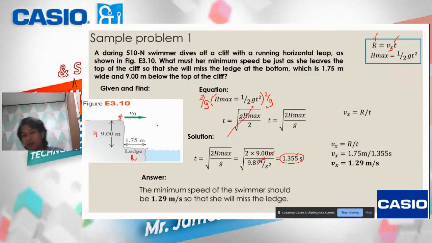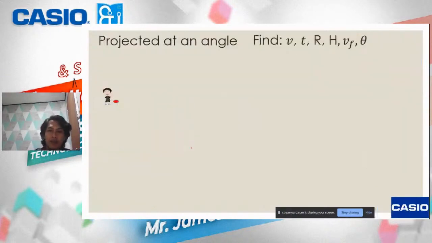So, the minimum speed of the swimmer should be 1.29 meter per second. So, that she will miss the ledge. Actually, mali yata to. Should be the maximum speed of the swimmer. Should be 1.29. Ay, sorry, tama. Minimum. So, minimum speed niya dapat 1.29. Hindi siya lalagpas ng 1.29. Pwede siyang, yun. At least value niya is 1.29 meter per second. 1.30 pataas.